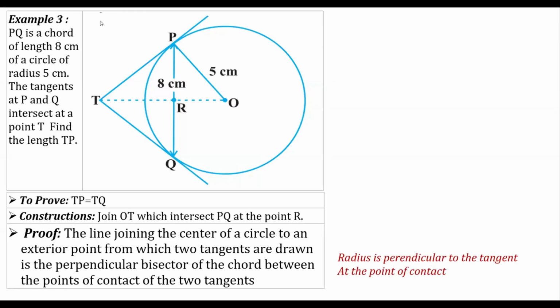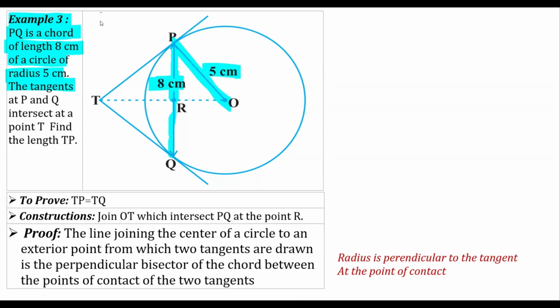This is example number 3 from the textbook. In this example, PQ is a chord of length 8 centimeter. As you can see, PQ is a chord drawn, and its length is given as 8 centimeter, of a circle whose radius is 5 centimeter, right?